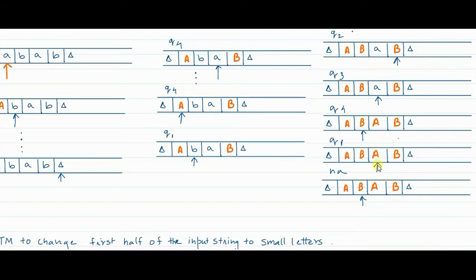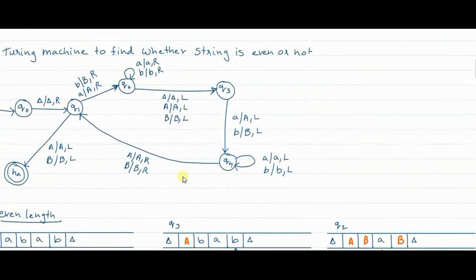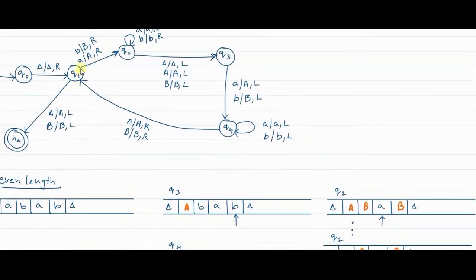Now in Q1, so far small a, small b were read. If small a or small b is read in Q1, it means a third iteration is required, because there are more elements yet to be marked. The string is not over. But in Q1, if capital A or capital B is encountered, it means that there are no small a's or small b's remaining to be considered. That means the string is fully read, and so far the string is even length.